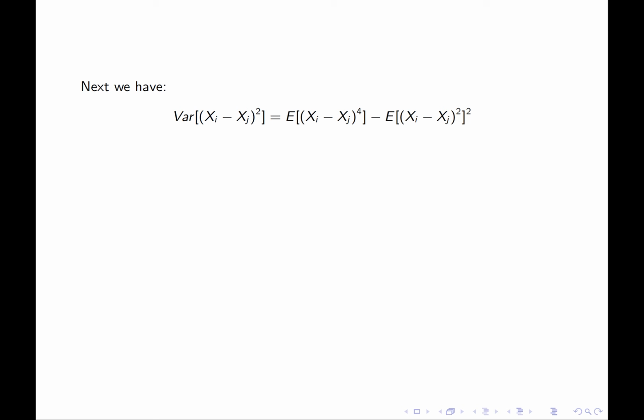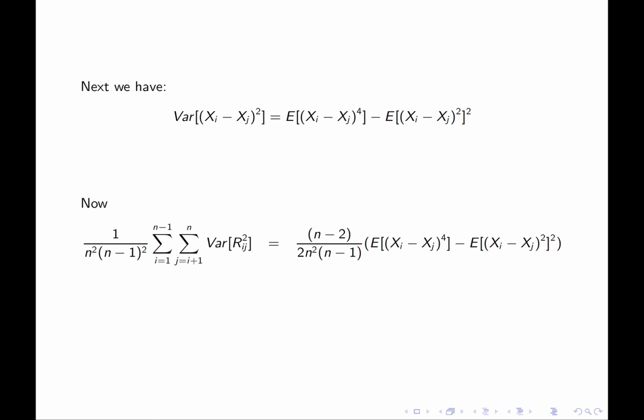So next we have this. We have the variance of xi minus xj squared. It's going to be that. And now we have that. So we have, yeah, and everything inside the summation sums to n minus 2, 2n squared, n minus 1. So hopefully this is correct.